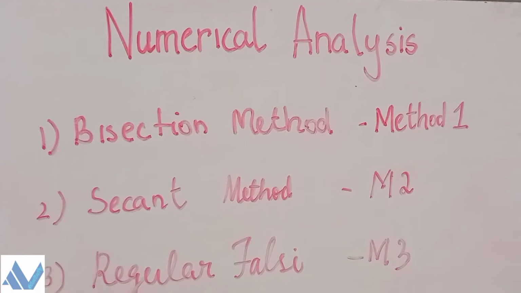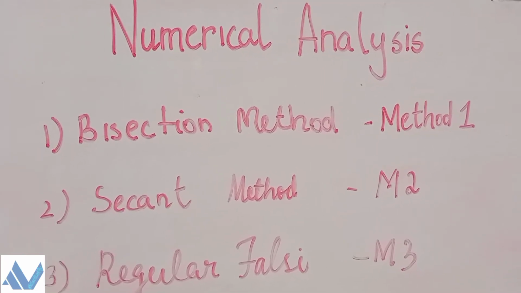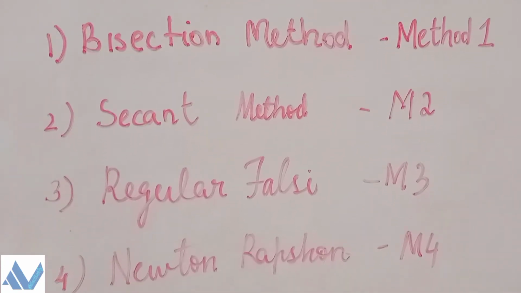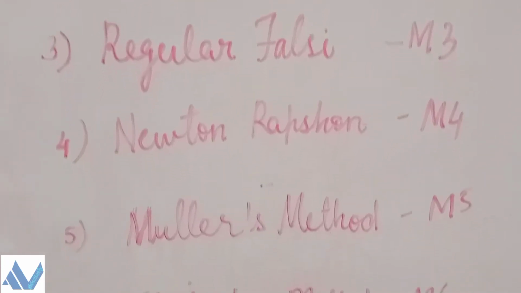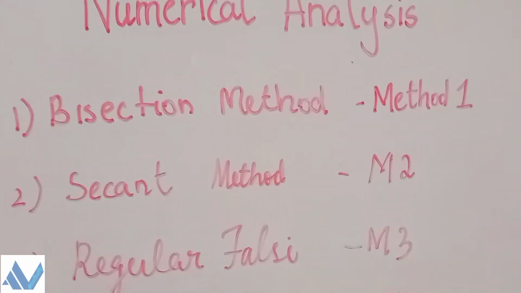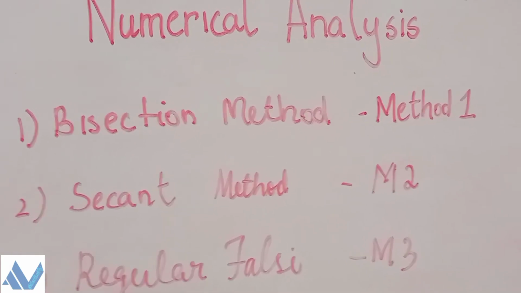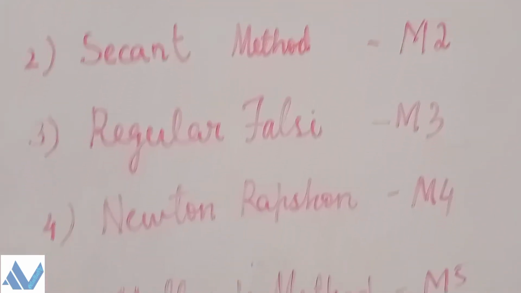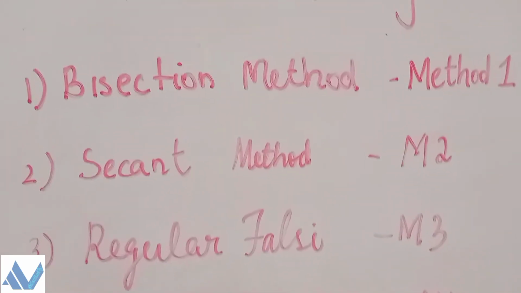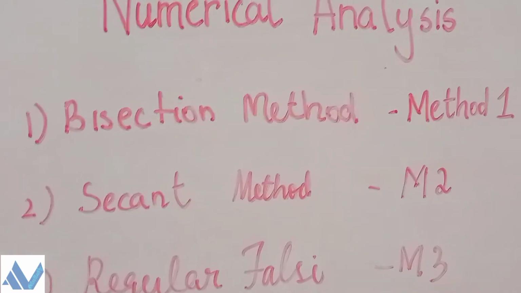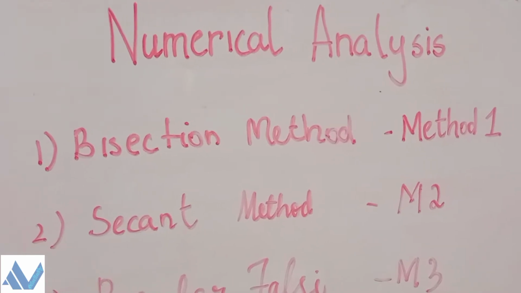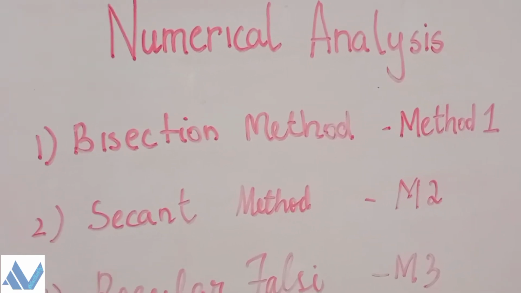So I am doing a PG based subject, that is numerical analysis, and I am going to cover the following methods, that is bisection method, secant, regula falsi, Newton-Raphson, Muller's method, Chebyshev, and multipoint. And I have given the methods numbers, method 1, 2, 3, 4, 5, 6 and 7, as I will be mentioning M1, M2 on my video title as well. I have completed one problem with the method of bisection.